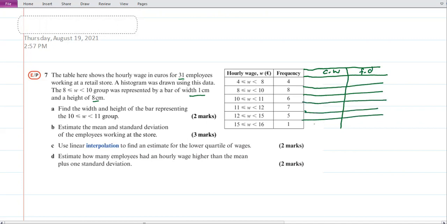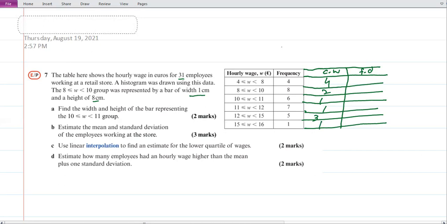Okay, what is the class width for this group? 8 minus 4, 4. 10 minus 8, 2. 11 minus 10, 1. 12 minus 11, 1. 15 minus 12, 3. Because there was no gap, that is why I wrote it this way. If there is a gap, you have to write the upper class boundary and lower class boundary. And now 16 minus 15 is 1.